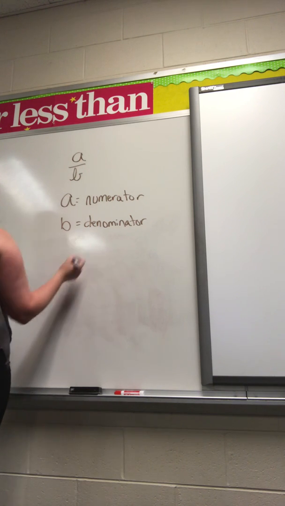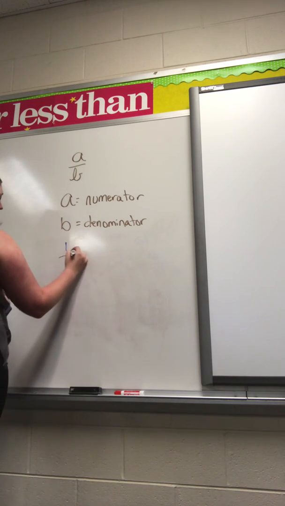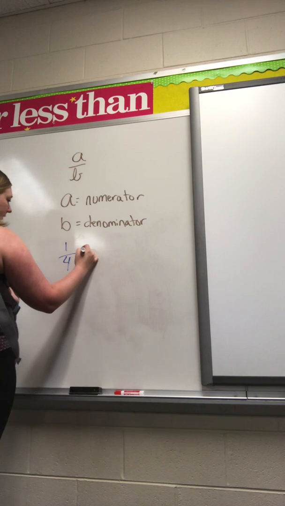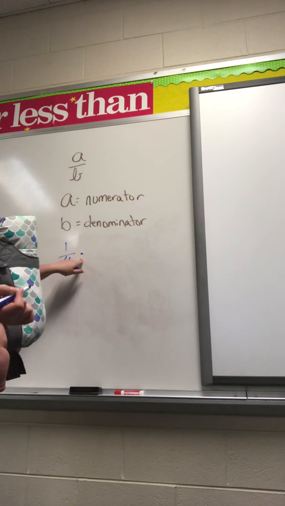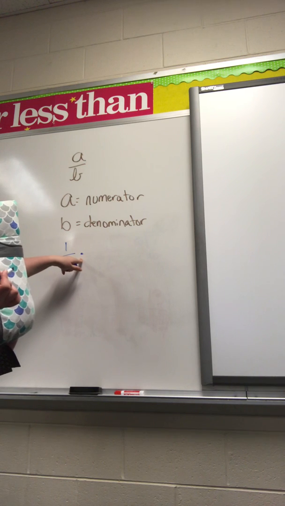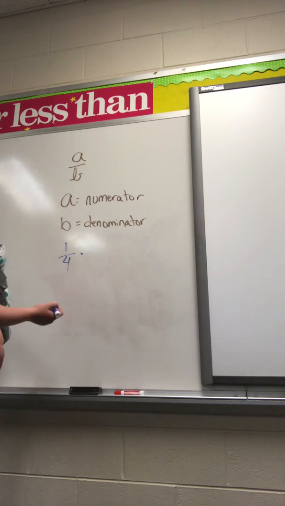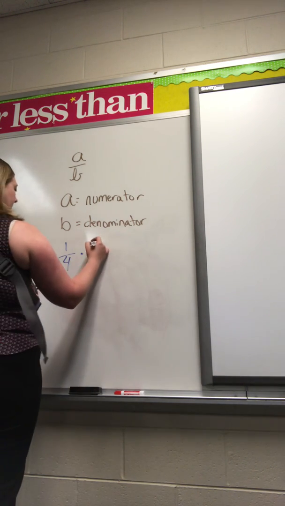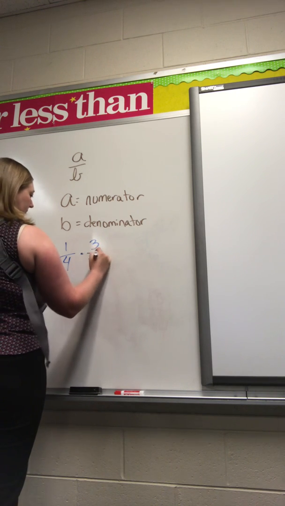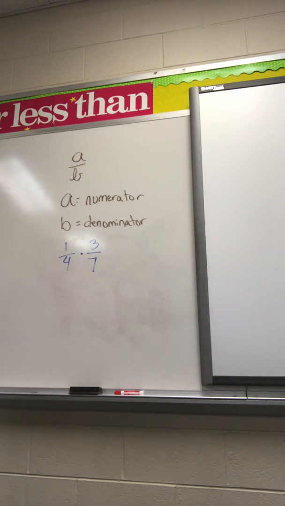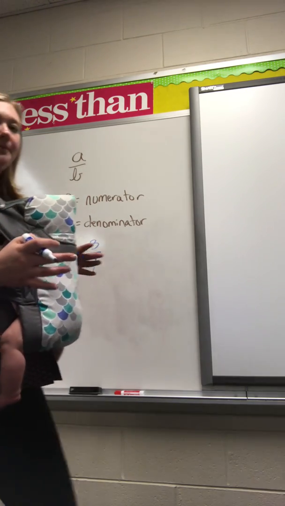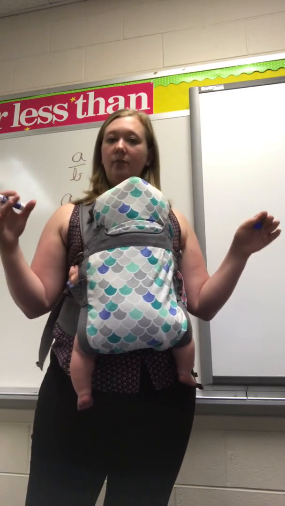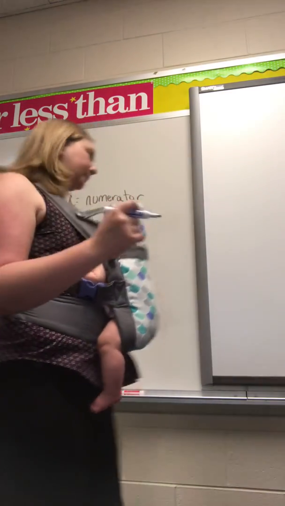Let's use 1/4 times, and I use the dot for times. We don't use an X because then we get confused with variables later. 1/4 times 3/7. When we multiply fractions, we multiply straight across and we simplify.